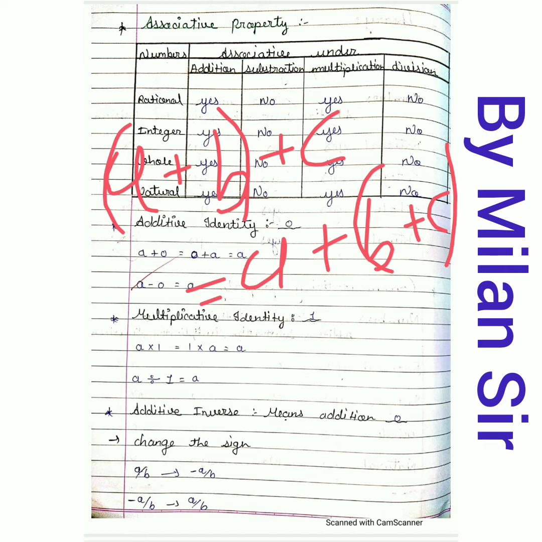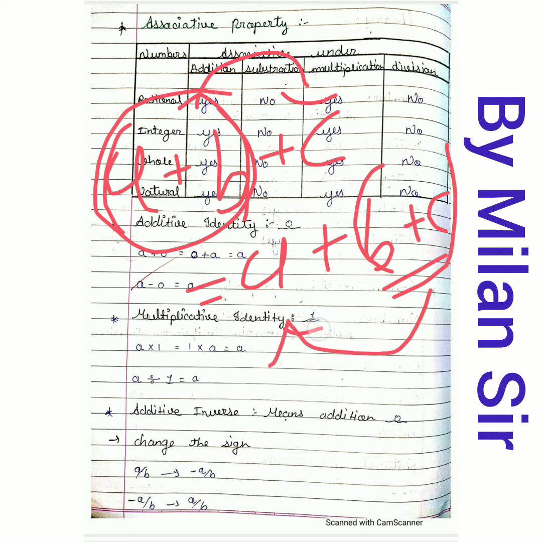That means this property we need to check for three numbers. Okay, we need to check for three numbers. I will give you an example whenever I explain the addition process. But this is the thing. First of all we need to solve A plus B, then we need to do the process with C. And in the second case, first of all we need to solve B plus C. After that we need to solve with A, and if we get the same answer, then whatever process we take, it is associative.